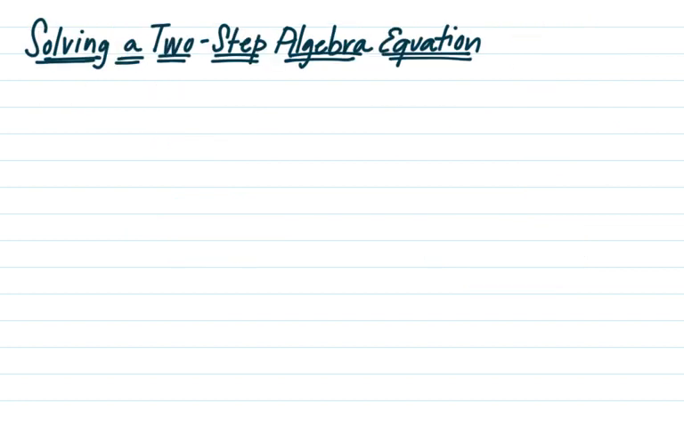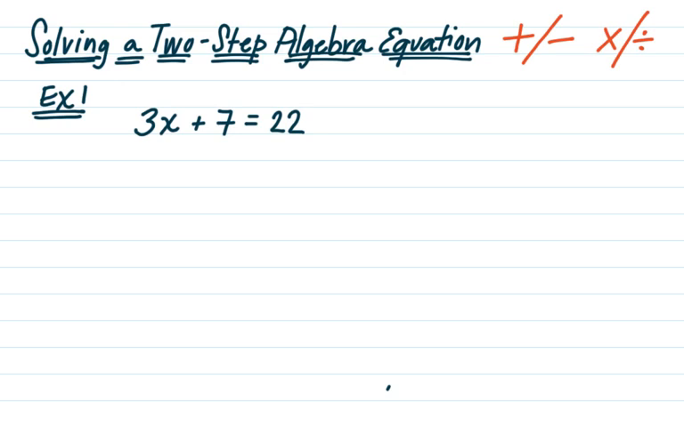Okay, well, of course it's going to get more complicated than that. Let's now do a couple of problems that require 2 steps. So it's important to remember again that plus and minus are opposite, and times and divide are opposite. So that's going to help us with isolating our variable. Let's do a first example. Okay, here we go. Example 1, 3x plus 7 equals 22.